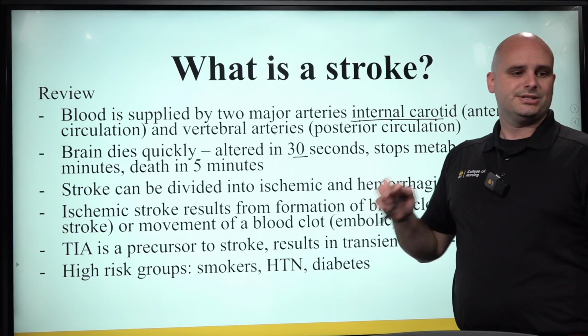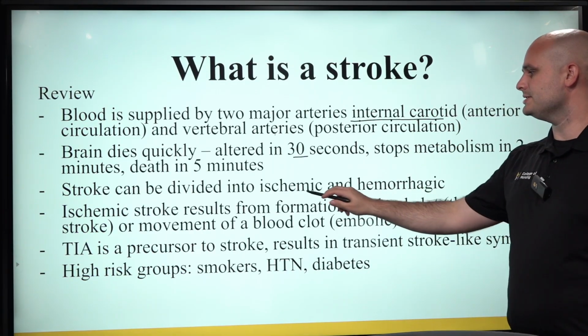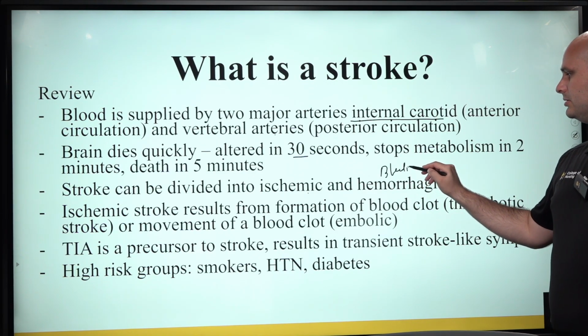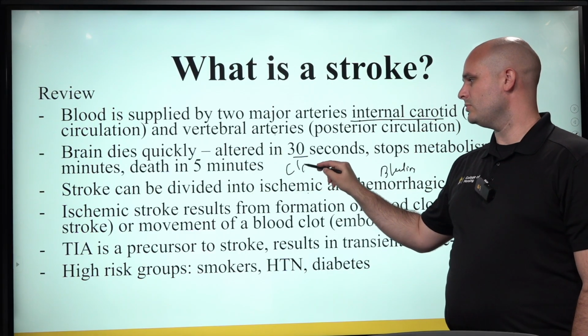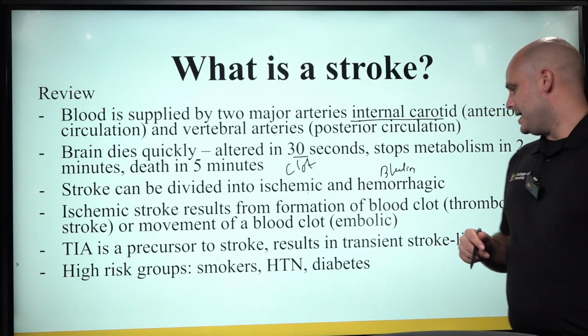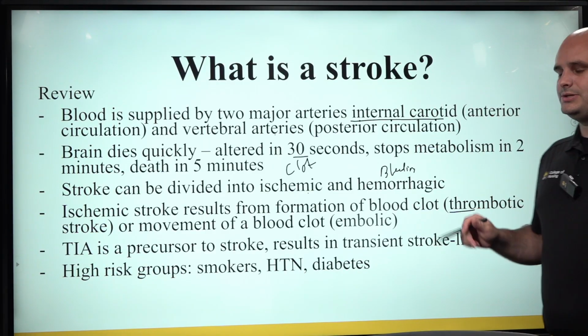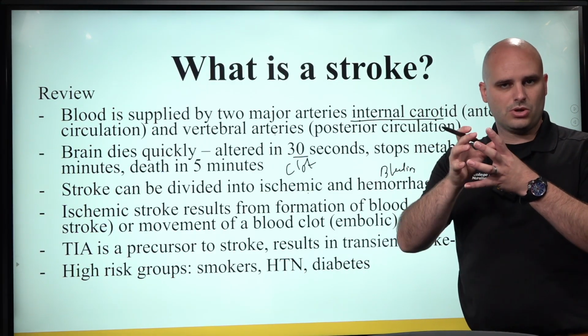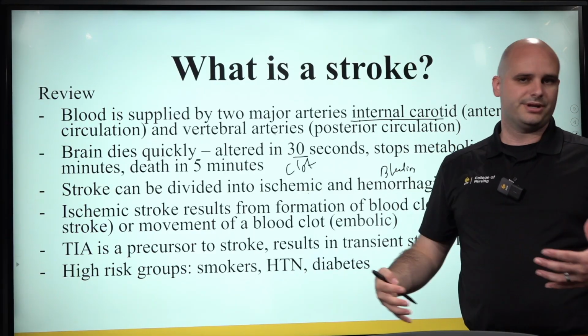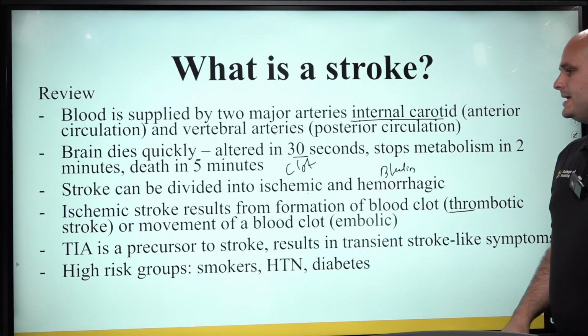Stroke can be divided into two main types, ischemic and hemorrhagic. So this would be the bleeding. This will be the clot. Ischemic stroke results from the formation of a blood clot. Thrombotic clot is if it's there and you have vessel wall injury and it's localized to there, or embolic, it came from a different area, leg, wherever it came from.